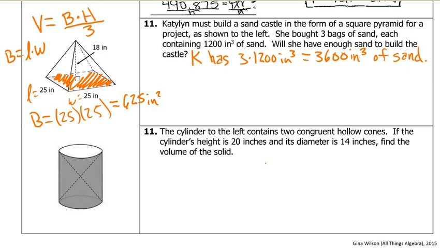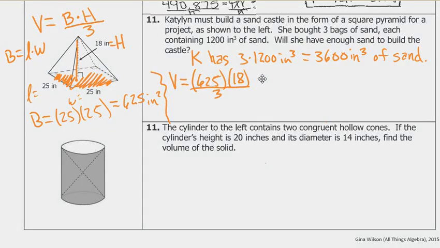Now our height is given as 18 inches. So this is how tall it is from the area of the base to the peak of the pyramid. So that's B, we have our H, and we have our B. So we have everything to find the volume. So now let's put it together. Volume equals area of the base, which is 625, and now my height is 18. And I gotta divide that by 3.